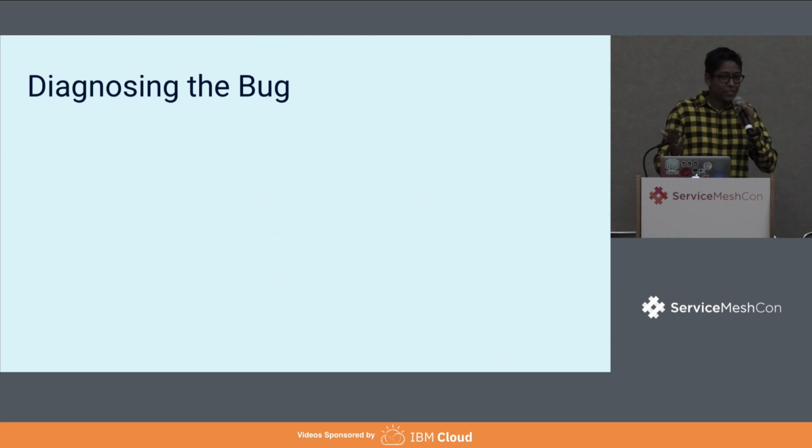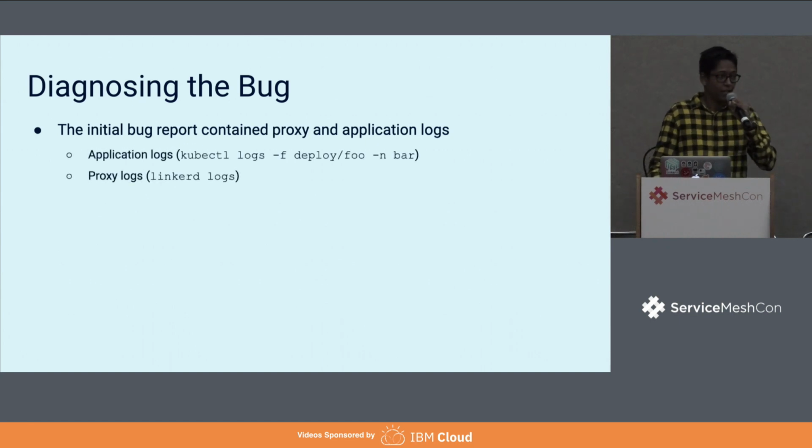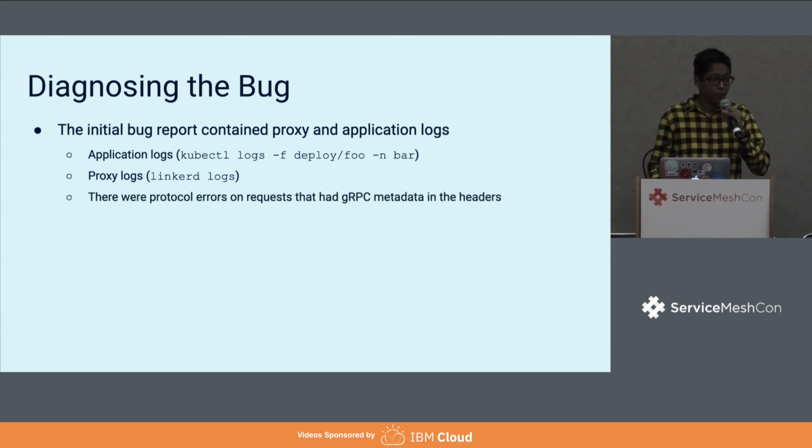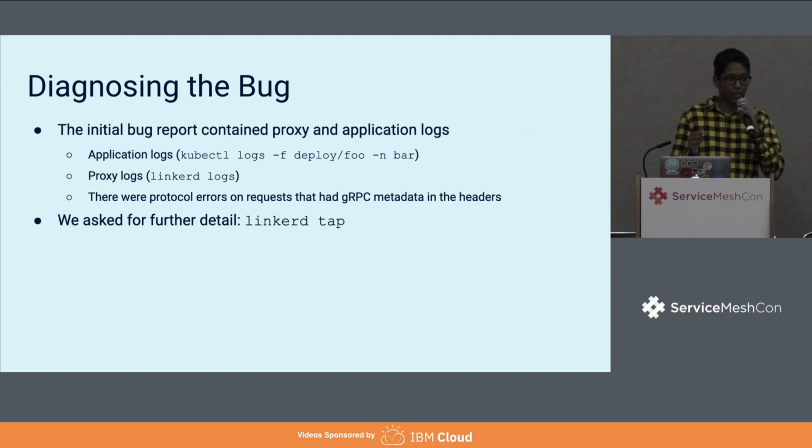So, okay, we received Anna's bug report. Again, let's try to isolate where the bug is happening. The initial report had application logs and proxy logs, and we were seeing protocol errors. But that wasn't enough to tell us exactly where it was. So we went back on the ticket and asked for more input, which was the output of Linkerd tap. Linkerd tap is a useful diagnostic tool that allows you to see what requests are flowing through a proxy at a particular time.